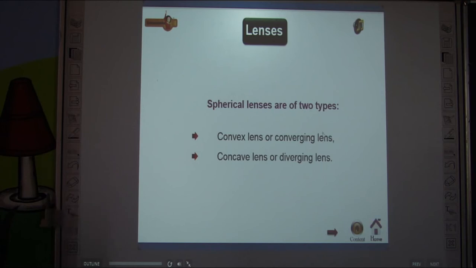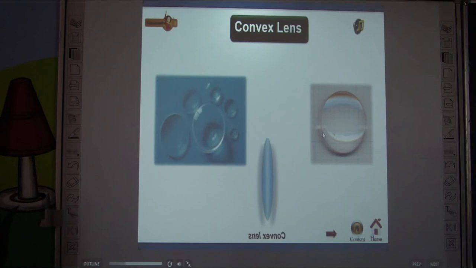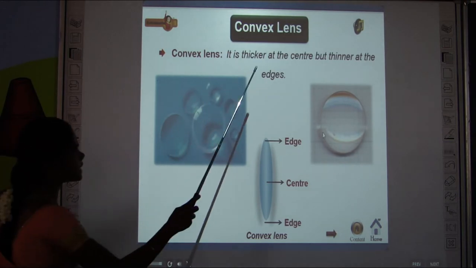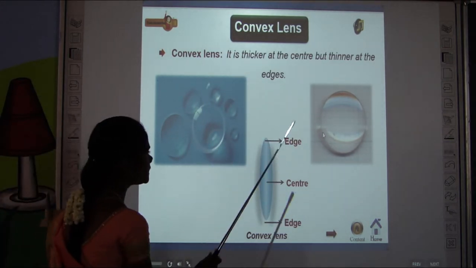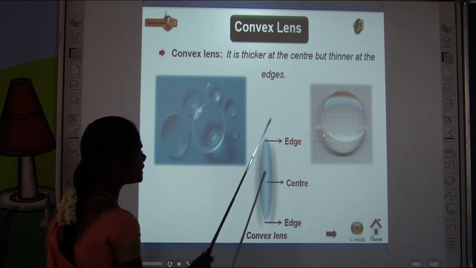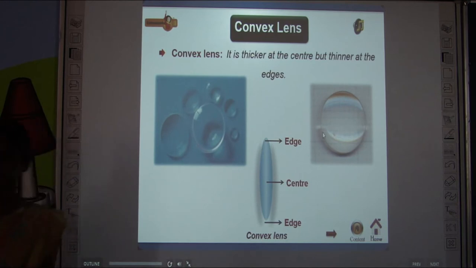The next one, look at the picture. It is a convex lens. So what is called convex lens? It is thicker at the center but thinner at the edge. This is the center, these are the edges. So it is thicker at the center and thinner at the edge. It is known as convex lens.